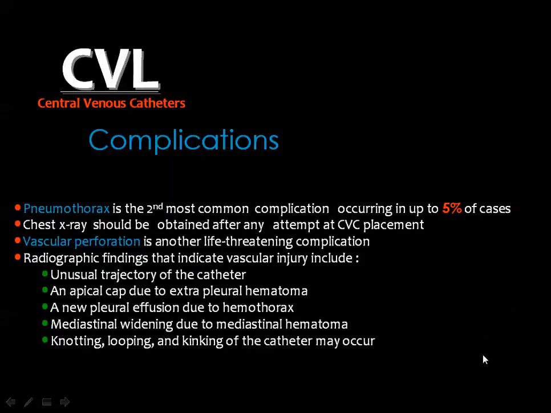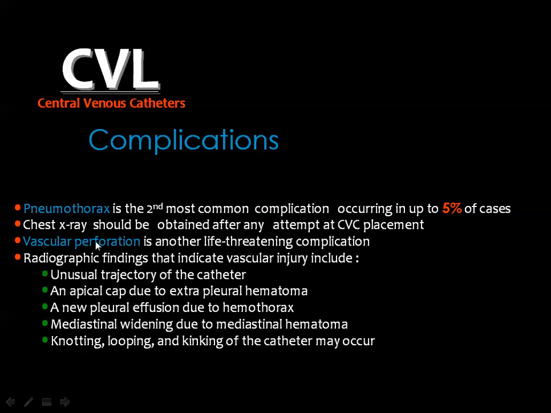Then also one of the frequent complications is the pneumothorax, and many times you may injure the apex of the lung with the tip of the needle, resulting in pneumothorax, which is occurring in about 5% of the cases. And one of the important guidelines is to have a chest X-ray after any attempt to introduce the central venous line, whether this attempt is successful or not.